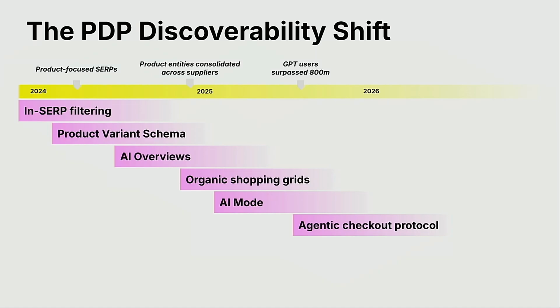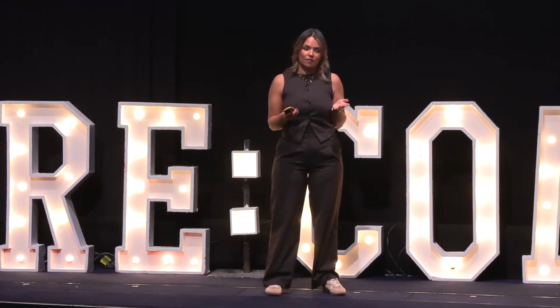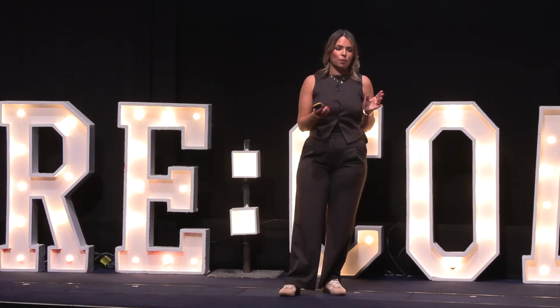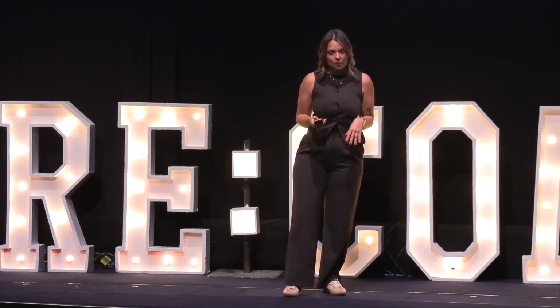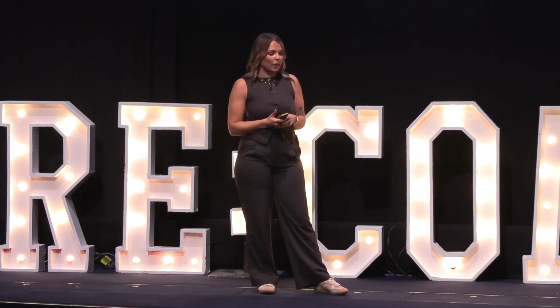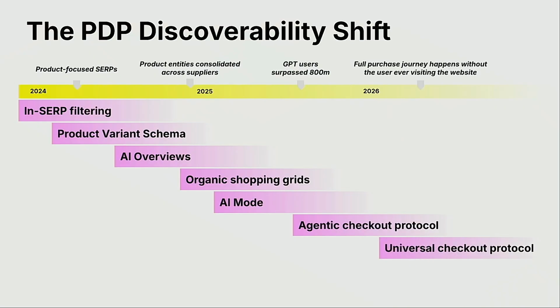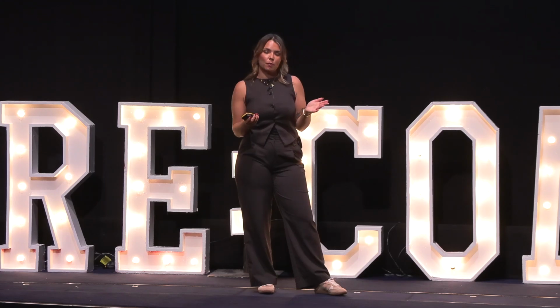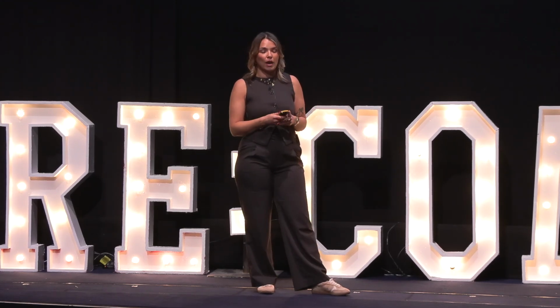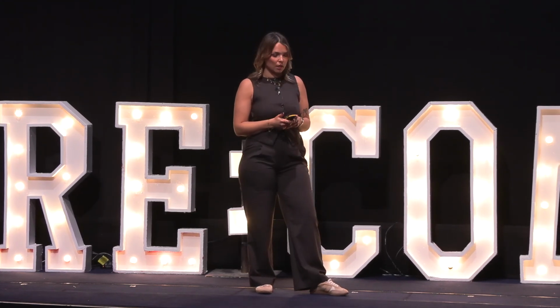We also saw the very first agentic checkout launch at the back end of 2025. This was the Buy in ChatGPT functionality, which basically allows users to purchase the product directly in the LLM. And then, not to be outdone by OpenAI, in January of this year, we saw Google launch their version, which is the Universal Checkout Protocol. This basically allows you to do the same thing in the SERPs. So this means that the user can complete their full purchase journey without ever having to visit your website.